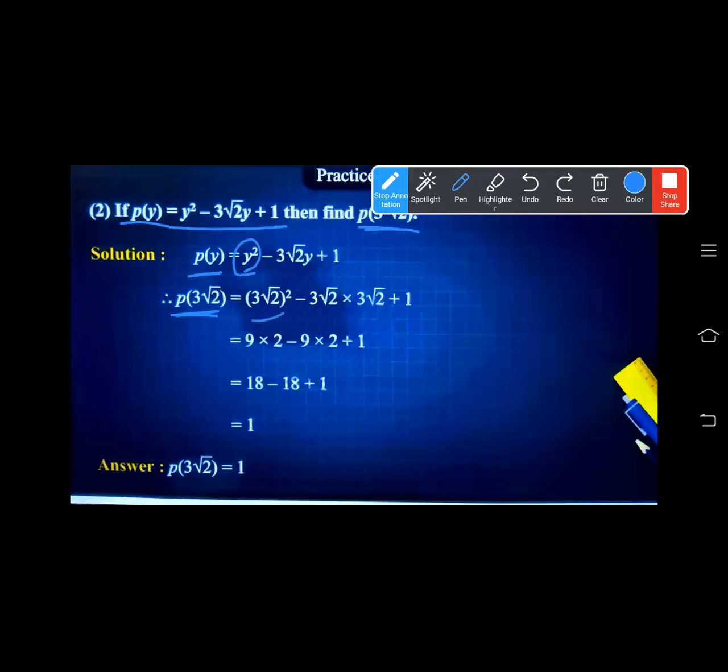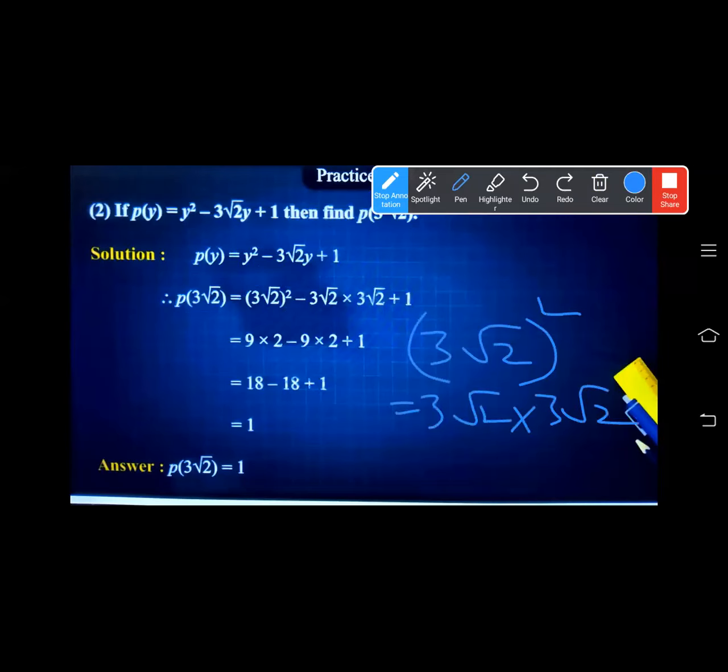P of 3 root 2: y square is 3 root 2 square, you'll find this value. Then 3 root 2 into y. That means 3 root 2 is already there, and at the place of y, you have to write 3 root 2 again, plus 1. So 3 root 2 square is 3 root 2 multiplied by 3 root 2. Here also you will get the same value.